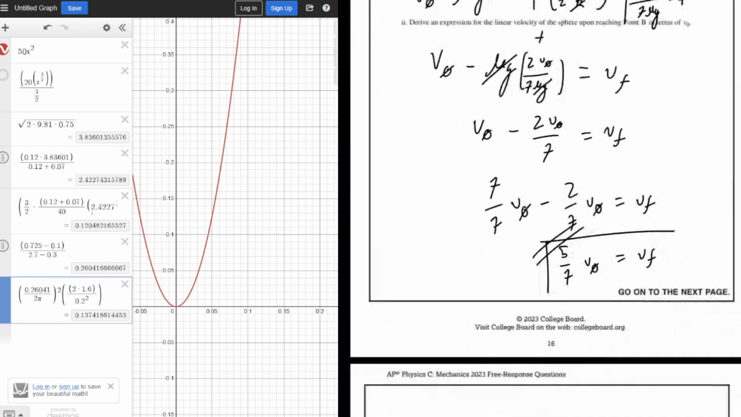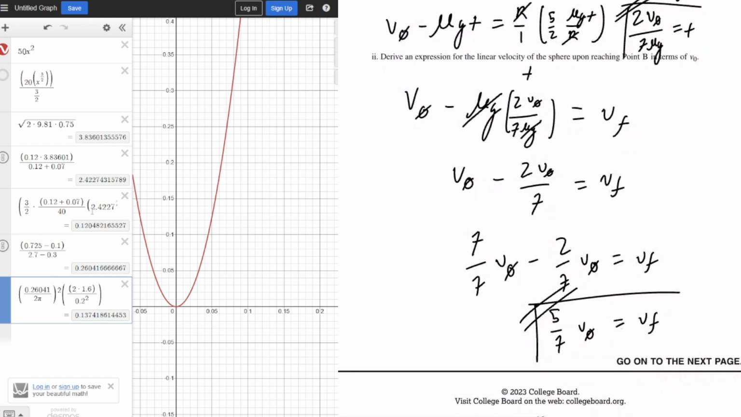And yep, that's the end of the exam. So that's the 2023 Set 1 AP Physics C free response. We'll be doing Set 2 probably today or maybe another day.